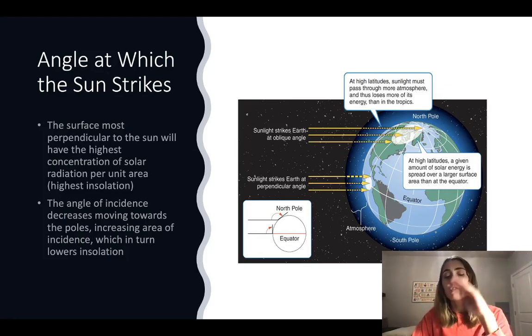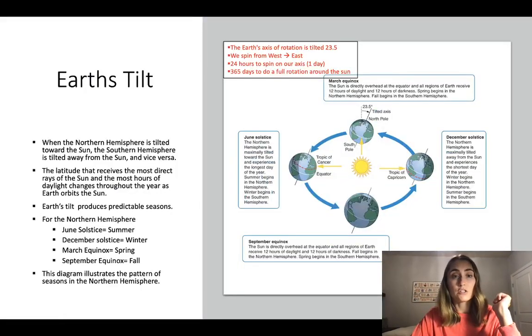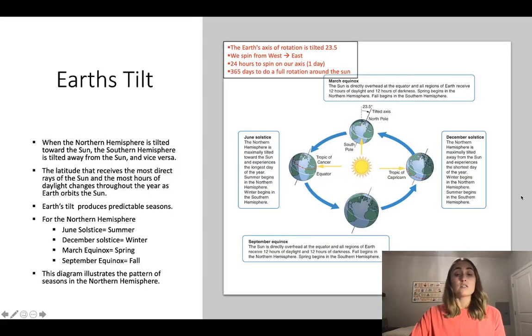Now, of course, this will change depending on what season we're in, which is what we're going to talk about next. Just to give you a little bit of perspective, our Earth sits at a 23.5 degree tilt. Our Earth doesn't sit straight up and down like this. It's slightly tilted. The Earth's axis that's on this 23.5 degree tilt is spinning. We spin from west to east, and then we go in a circle. It takes about 24 hours for us to spin around our axis once, so about 1 day.